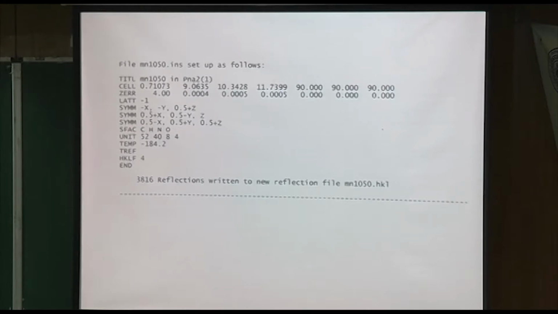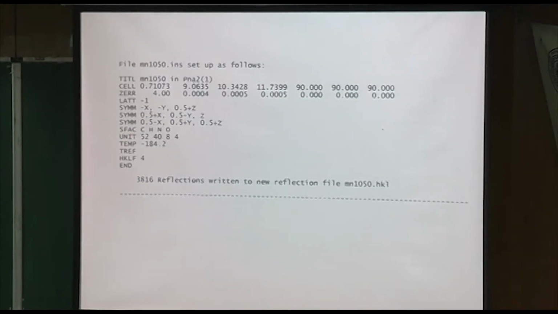SFAC lists the scattering factors that you need for each of the atoms. Almost always you start with C and then H. And then after that could be alphabetical or heavy to light or whatever you want. Unit is the number of each of those kinds of atoms in the unit cell. Both of these are not written in stone. You can change them as you solve the structure and decide, well, I forgot about the chloroform, so I need to add chlorine to that or something like that.